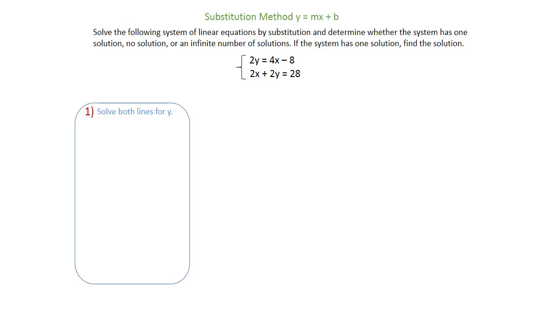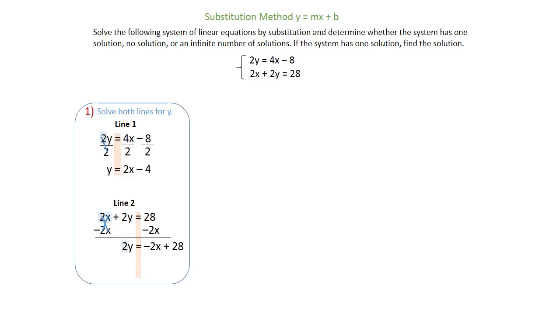So let's do that. Take the first line and solve for y by dividing by 2. That gives you y equals 2x minus 4. Take the second line, you'll need to move the 2x first by subtracting it, and then you can divide by 2. And that's going to give you y equals negative x plus 14. So we have solved both lines for y.